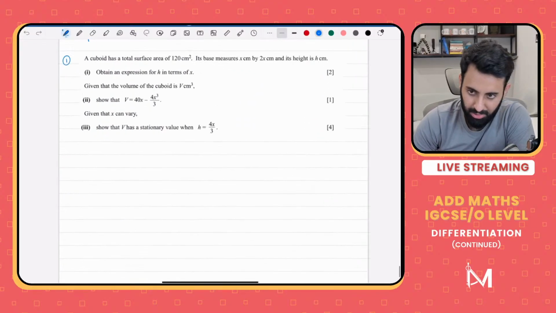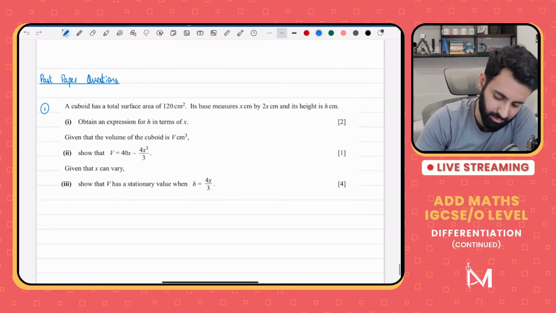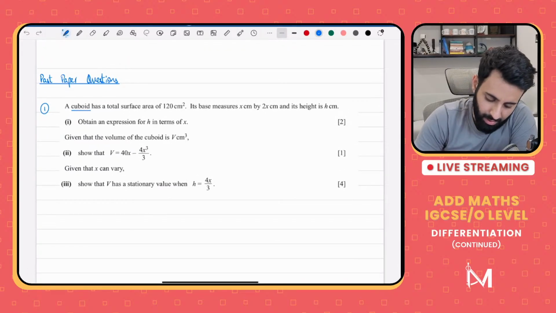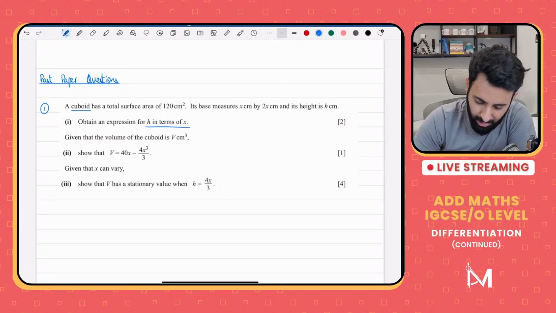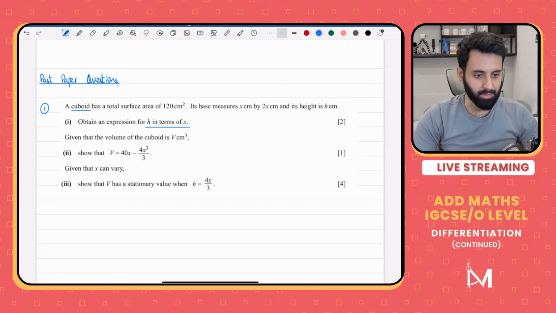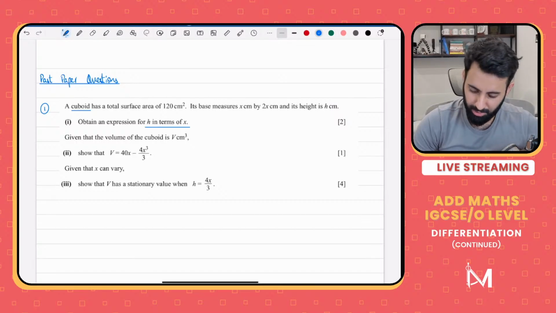Okay, so the shape that we're talking about over here is a cuboid. Let's underline that. It has a total surface area of 120 centimeter square. Its base measures x by 2x and its height is h centimeter. Obtain an expression for h in terms of x. Like I said, pretty much a standard question. You have to find out the height in terms of x.